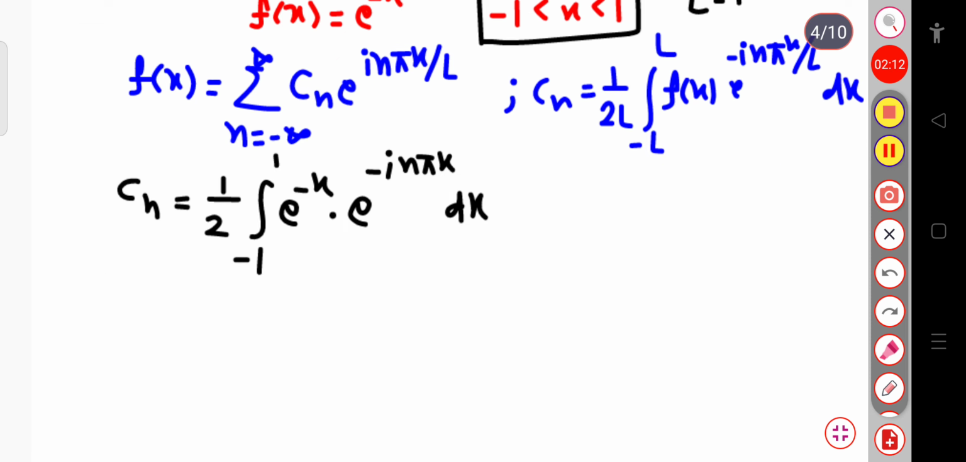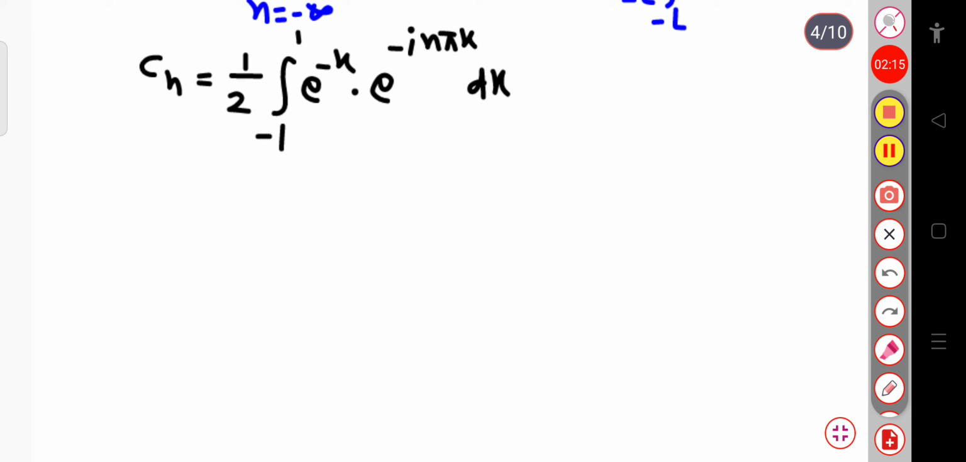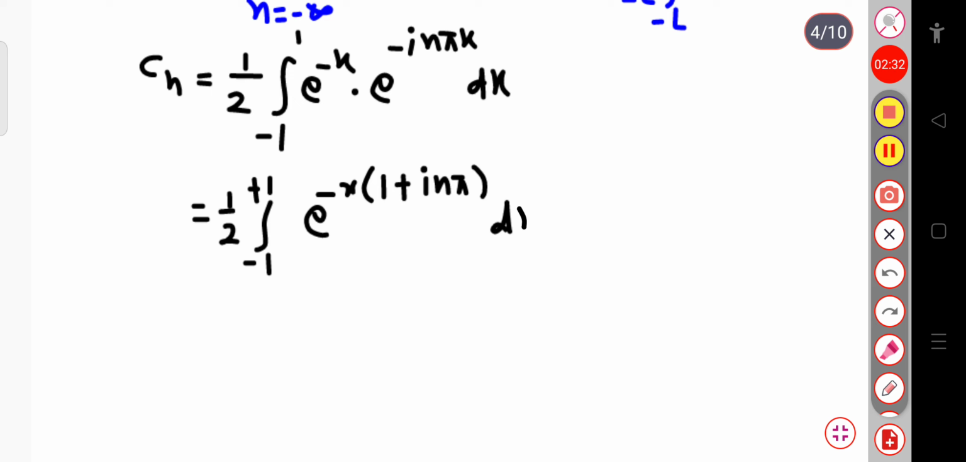Now from this expression, if I combine these exponential forms, this is equal to 1/2 times the integration from -1 to +1 of e^(-x(1+iπn)) dx. In this way, if it is in the form of e^x times e^y, we simply take the base e common and add the powers x plus y. So taking -x common, we get this much.